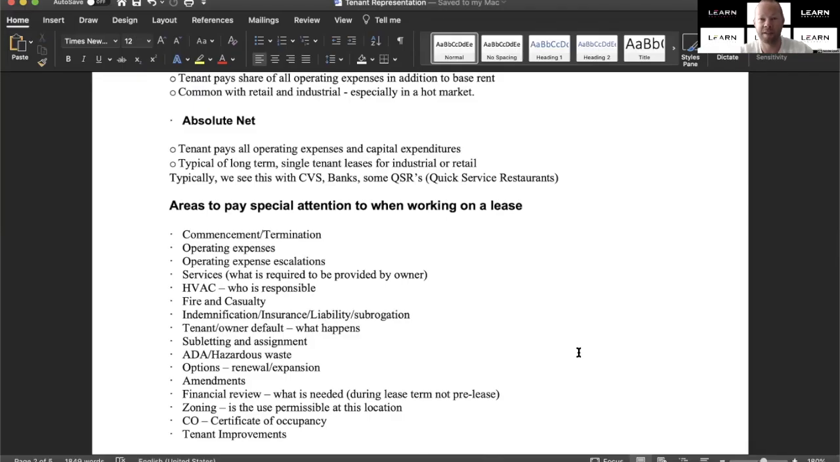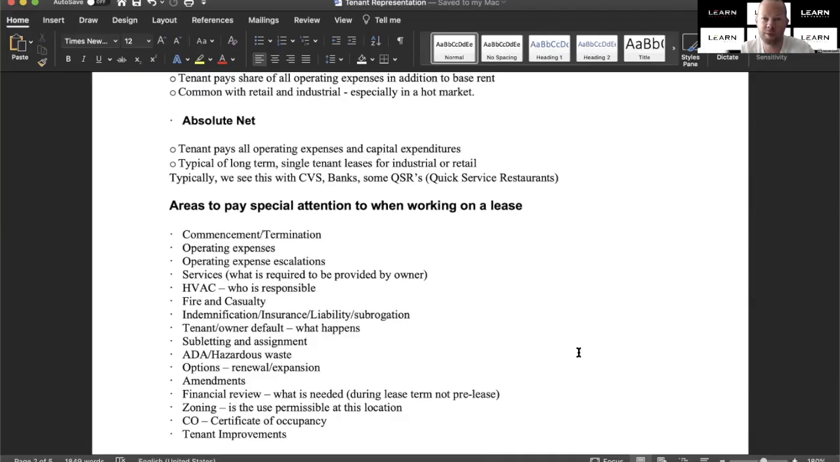If I'm a landlord, I'm going to say no. I'll say I'll cap the common area maintenance charges, but nothing to do with insurance and taxes. It's too much liability on the landlord side. All right, services. What is required to be provided by the owner? What is the tenant required to pay for and set up?